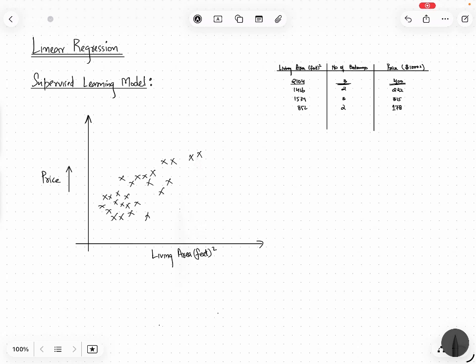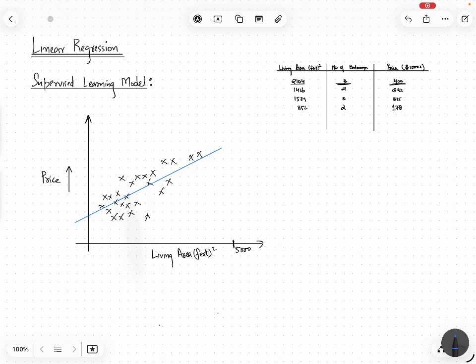Now, given this data, we have to predict the price of other houses. For example, if the area of a house is 5,000 square feet, we should be able to determine the price of this house. But if we look at this data, it's impossible for us to predict the price of this house because we have to manually find patterns in this data. And if the data sets are large, it will be impossible for us to predict the price in such a way.